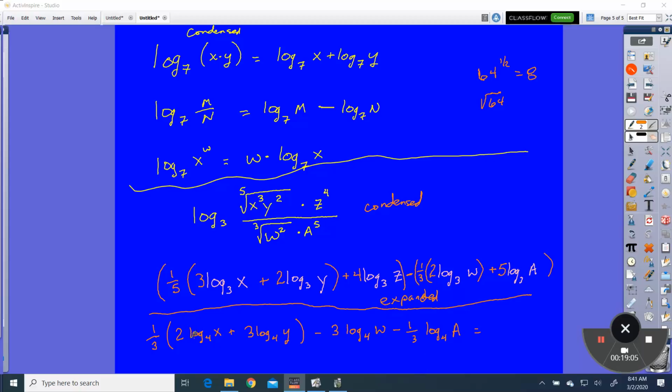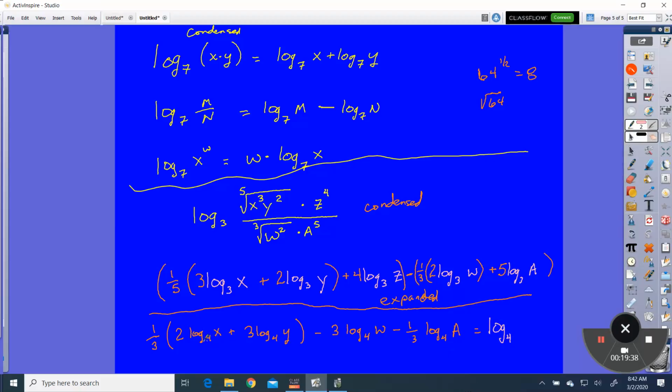So when it's expanded, every variable has its own log. When it's condensed, they all just take those log pieces and put them back together. There's still just one log. There's only one log now, okay? So when we condense, there's only going to be one log. So log base 4.